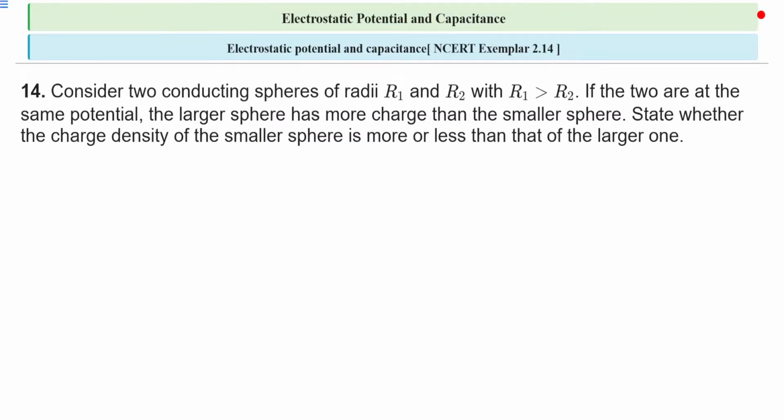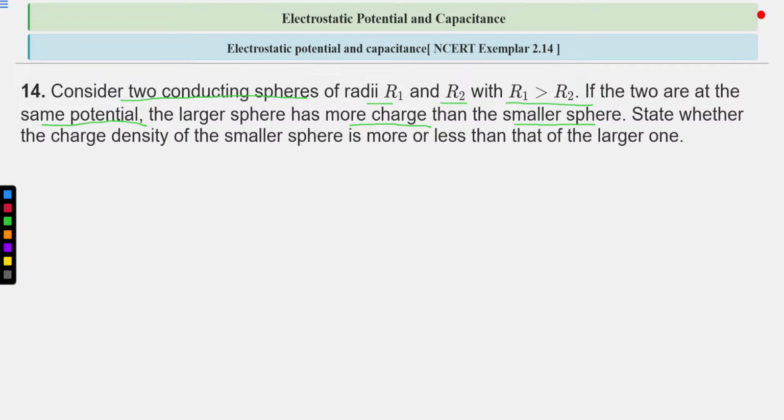Okay, so example problem 2.14. Consider two conducting spheres of radii r1 and r2, where r1 is greater than r2. So it means the sphere with radius r1 is larger. If both the spheres are at the same potential, the larger sphere has more charge than the smaller sphere. State whether the charge density of the smaller sphere is more or less than the larger one.